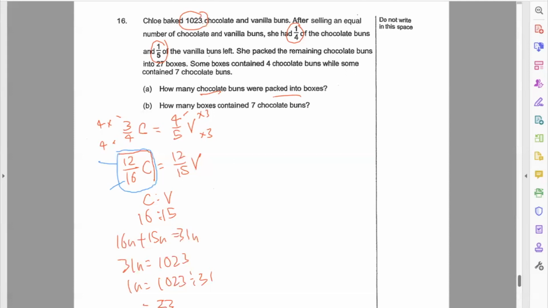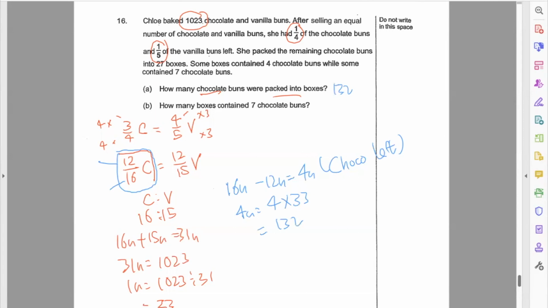If we were to find the chocolate buns left, it will be 16 units minus 12 units, which is 4 units. This is the chocolate buns left. So there are 4 units of chocolate buns left, which is equal to 4 times 33. So there's a total of 132 chocolate buns left to be packed into boxes. So that's part A. Now let's look at part B.